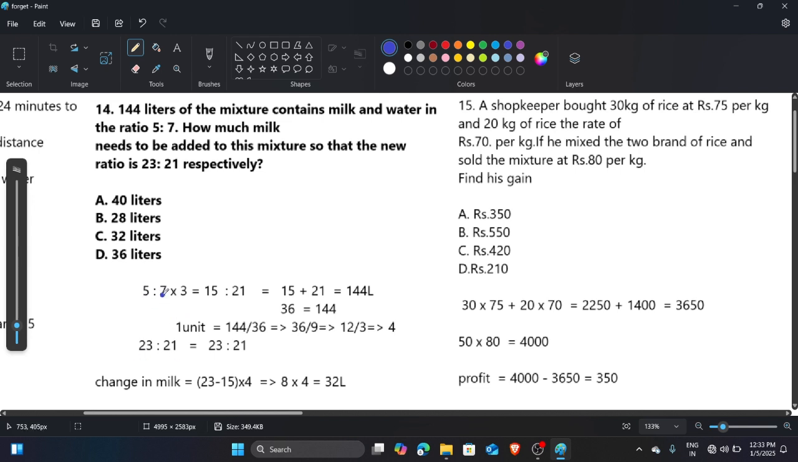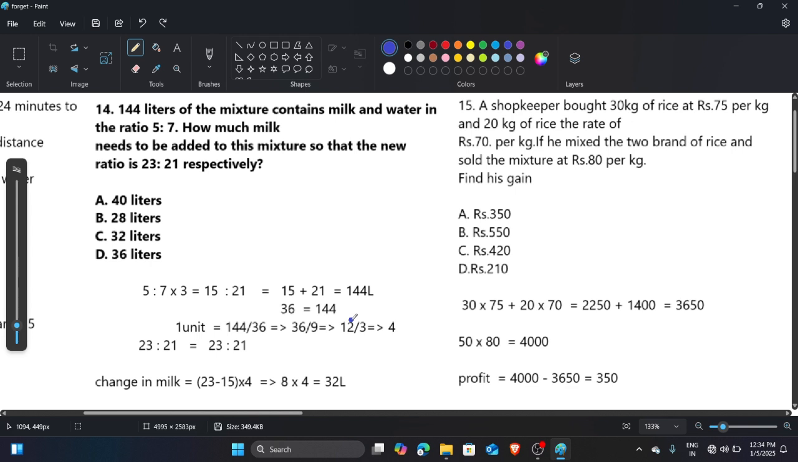If somehow we make this 7, the 7 is representing water, and if somehow we make 7 equal to this, because water is not changing, then we can observe the change in the milk ratio. So for that we multiply 3 with the whole ratio, so 15 and 21, and now you can see that the 21 is same. You can see that the water ratio is same, only milk is changed. Okay, only the milk ratio has something different.